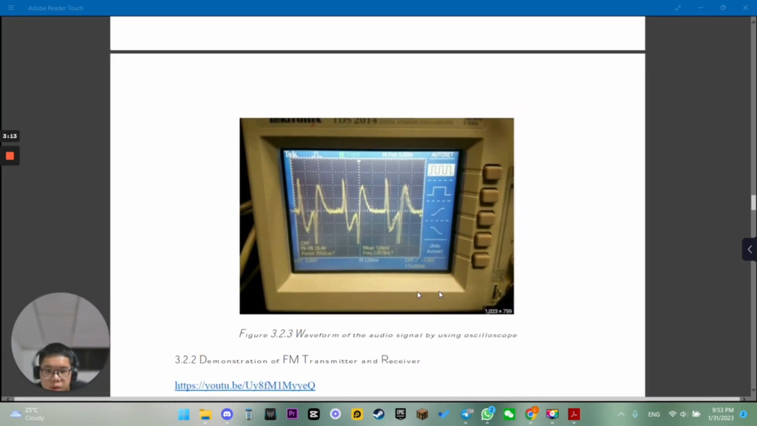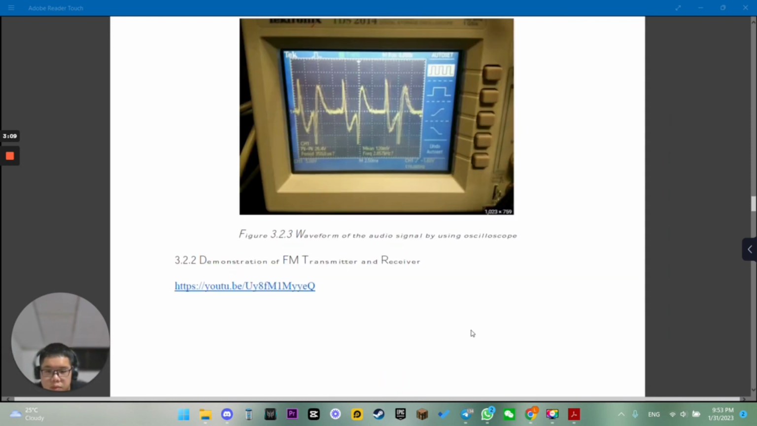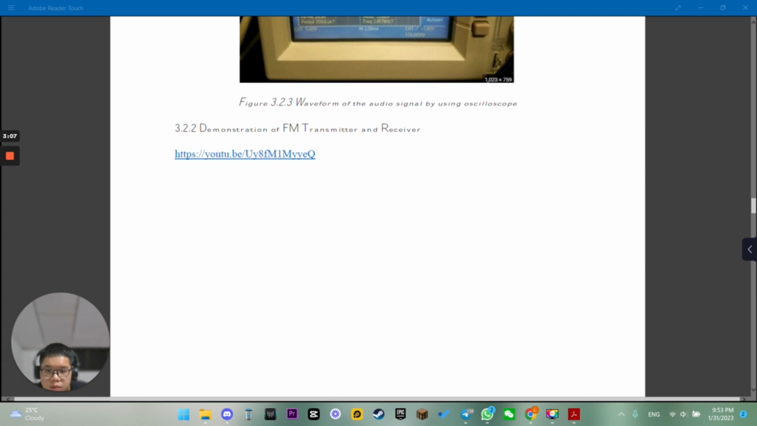And here is the waveform of the audio signal using an oscilloscope. Here is the video of our hardware demonstration. That's all from me. Thank you.